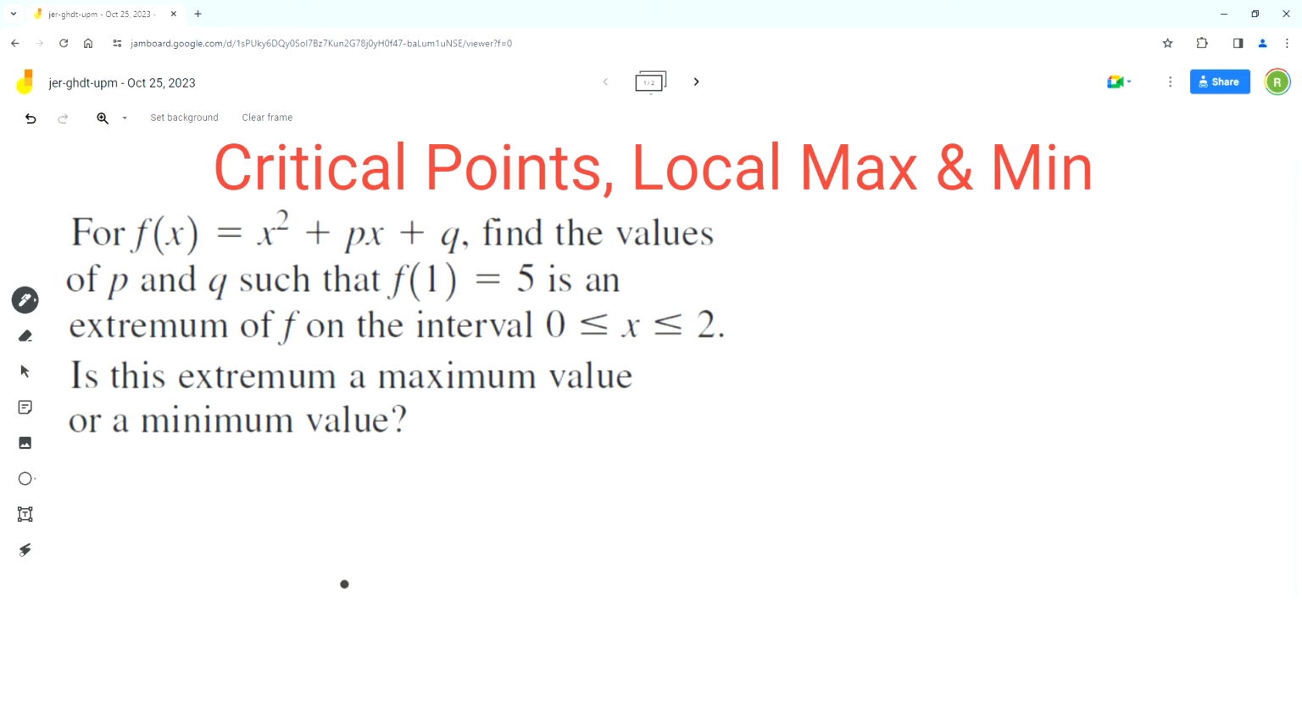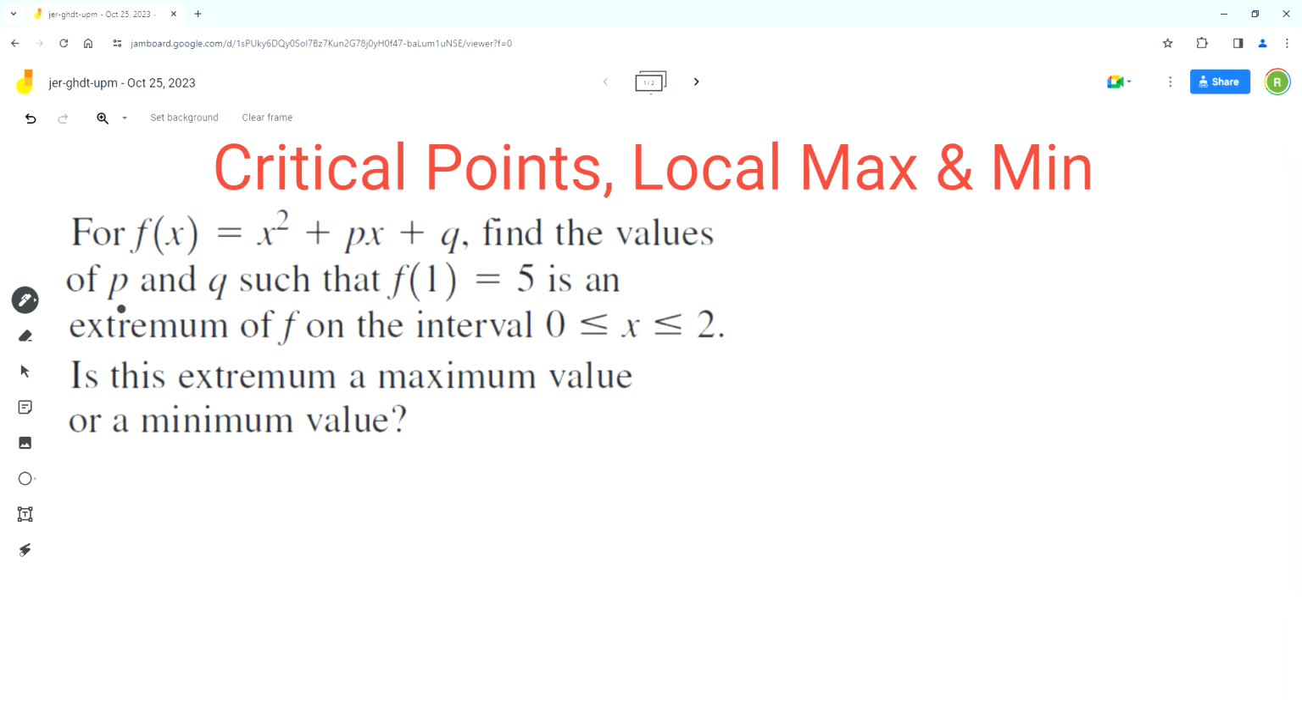So in this video, we'll solve this problem using the concepts of derivatives. As per the problem, for f(x) = x² + px + q, find the values of p and q such that f(1) = 5 is an extremum of f on the interval [0, 2]. And is this extremum a maximum or a minimum value? So let's start with the first part.